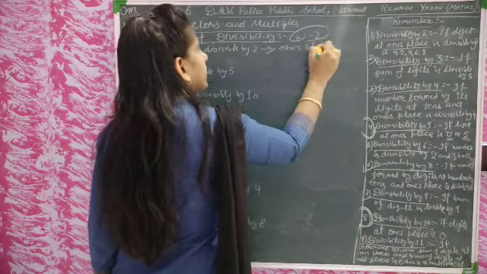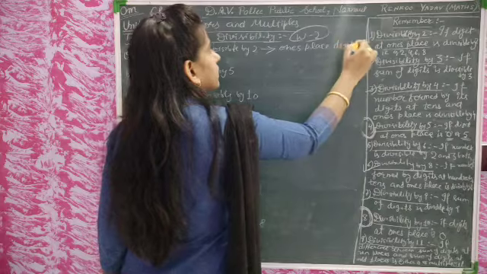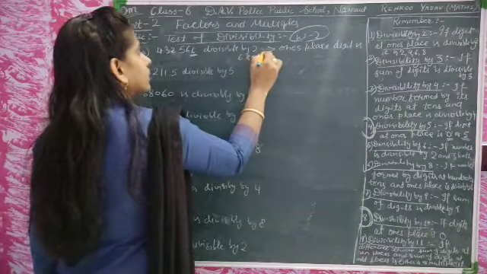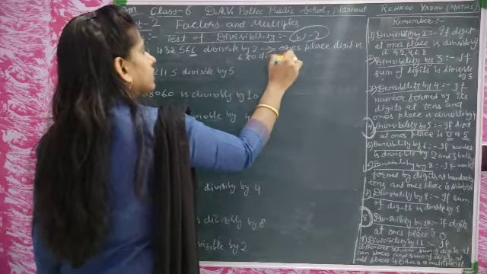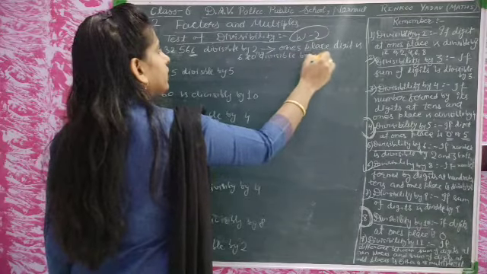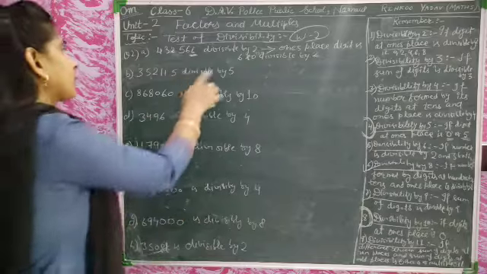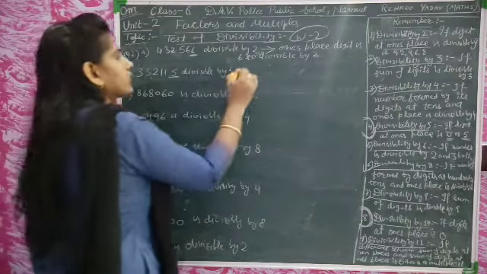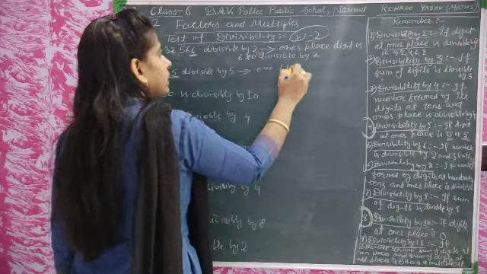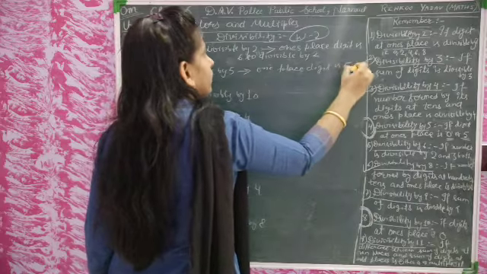Ones place digit is 6. So it is divisible by 2. Okay, students. Now there is a question here: divisible by 5? Yes, its ones place digit is 5.